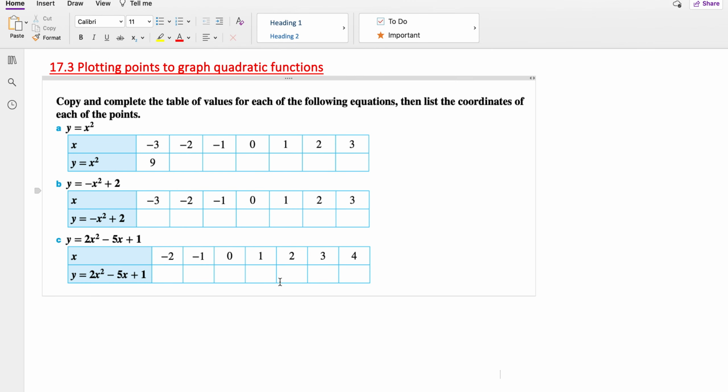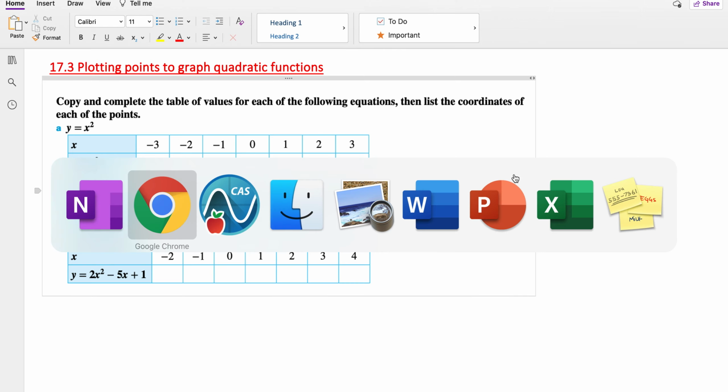And here I have copied it down. It says copy and complete the table of values for each of the following equations that list the coordinates of each of the points. So if this is the equation, we're given the values of x, and we have to complete the value of y. We just have to substitute these values into x and find y. That's why in the first one, when x is equal to -3, y will be equal to 9.